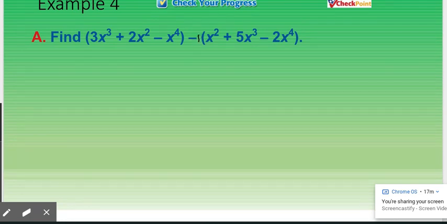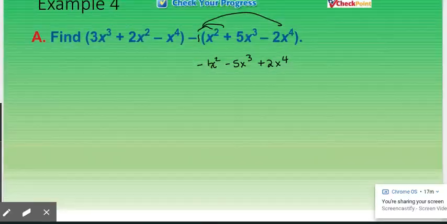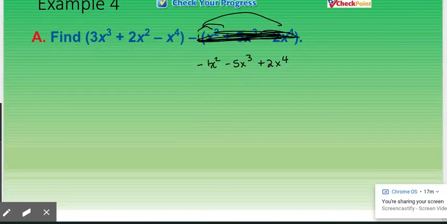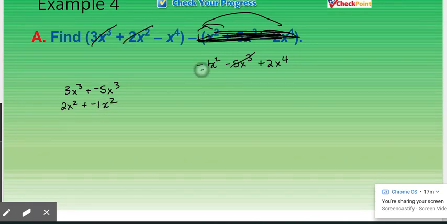Okay, I need to distribute my negative 1. So I'm going to have negative 1x squared, negative 5x to the third, positive 2x to the fourth. Okay, and let's go ahead and organize. So I have my 3x to the third goes with negative 5x to the third. My 2x squared goes with negative 1x squared. And then my negative 1x to the fourth goes with 2x to the fourth.